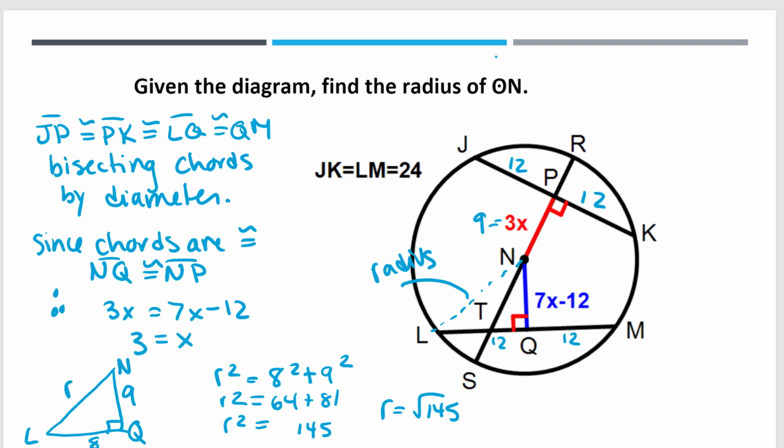3x is equal to 7x minus 12. We solve for x and get x is equal to 3. Then we use the information to plug 3 back into the expression. We get that distance of the chord from the center to be equal to 9. And then we've created a right angle triangle where the hypotenuse is the radius of the circle.